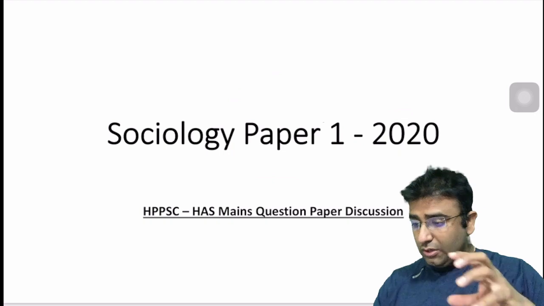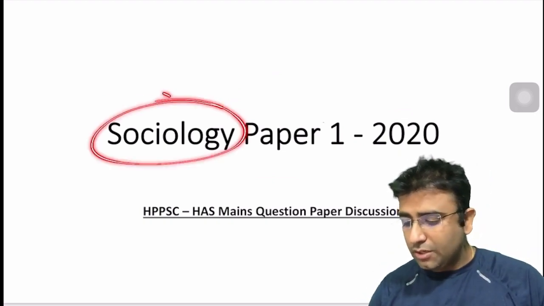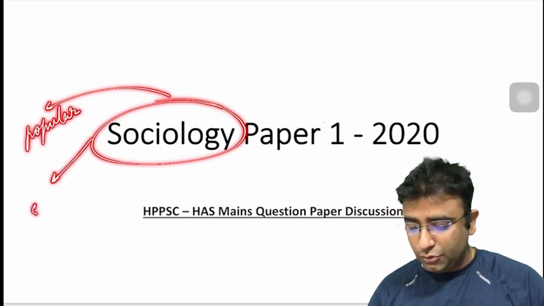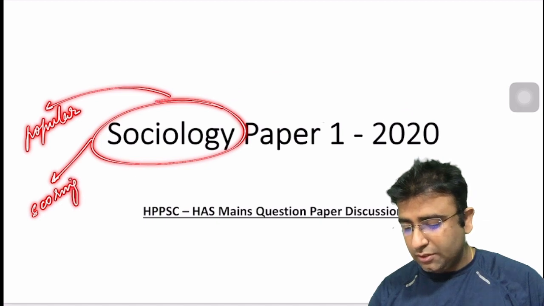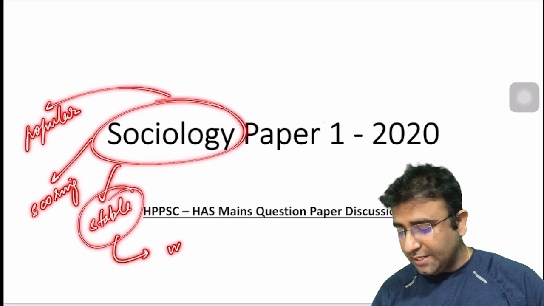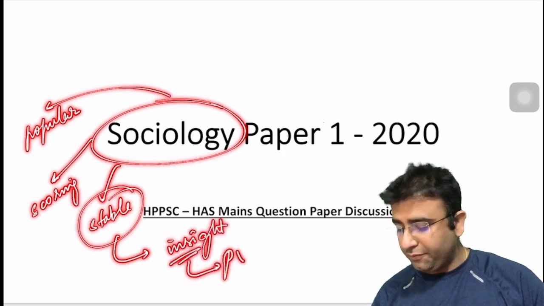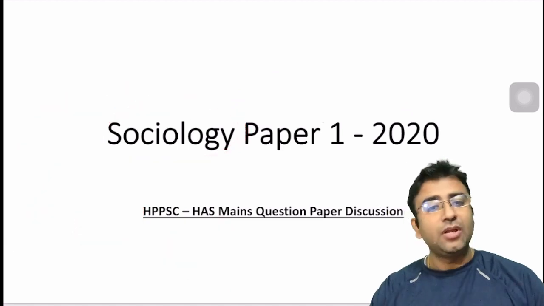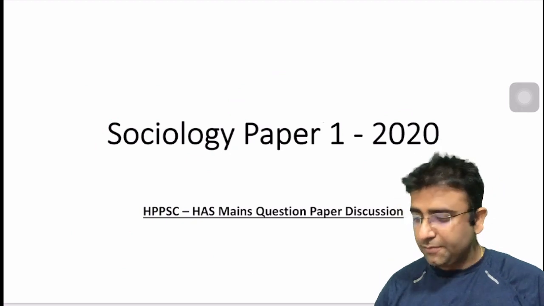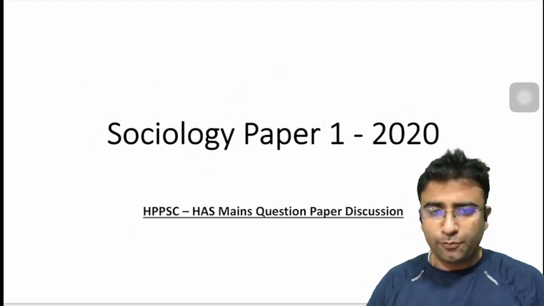So why are we doing this? We are doing this because, number 1, sociology is a very popular optional. Second, sociology is scoring. Third, sociology is a stable optional, where a lot of insight about this optional can be procured from the previous year question papers. If you look at the HPPS performance of sociology in the previous years, you are going to see that a lot of students have been selected from the sociology optional.